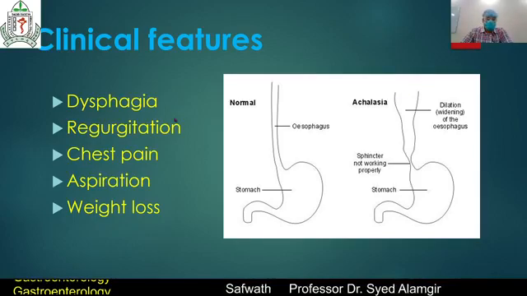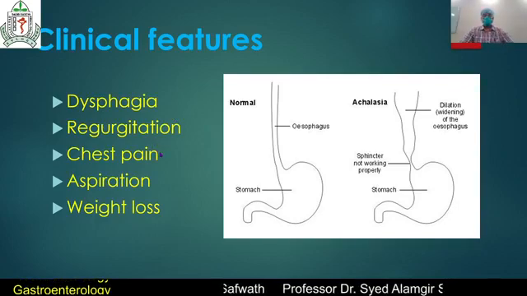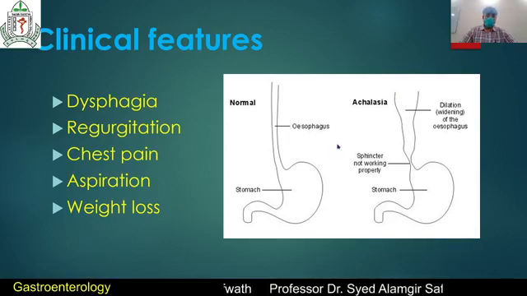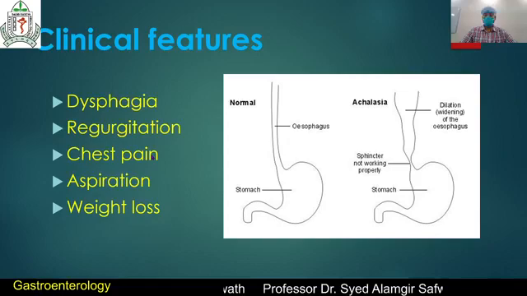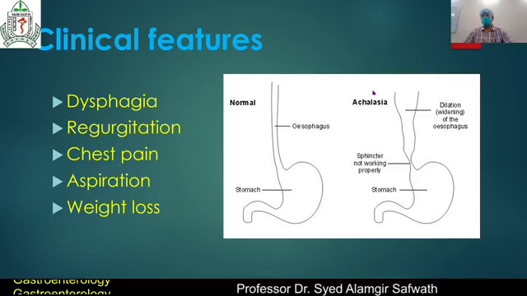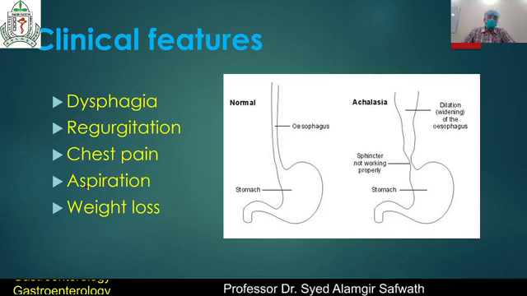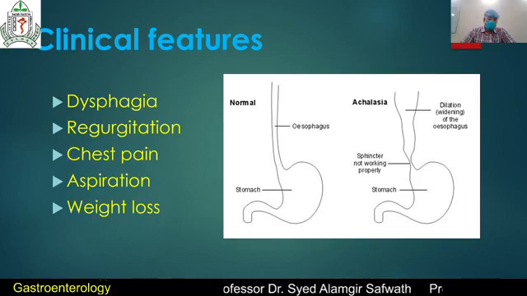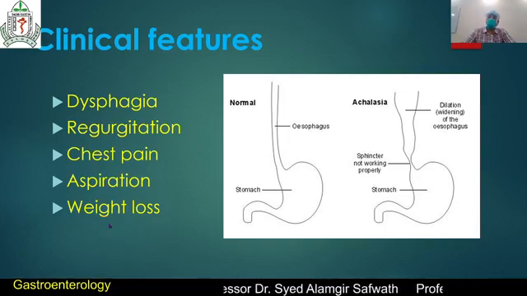So this is regurgitation. The patient will also complain of chest pain, due to muscular spasm in the dilated esophagus. The patient will complain of aspiration. Food particles will come from the esophagus and enter into the trachea or respiratory tract while lying back or sleeping. So the patient will complain of choking sensation, and there will be aspiration of food particles from the esophagus into the trachea and lungs. And gradually the patient will develop weight loss due to nutritional deficiency.